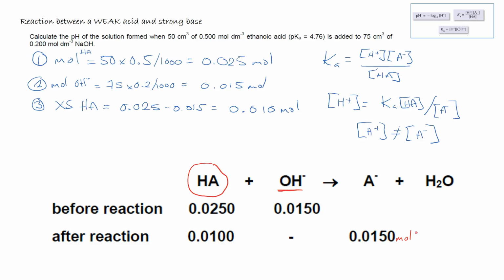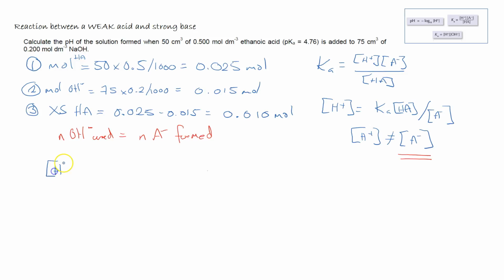And what that importantly means is we can assume that the moles of OH minus is going to be equal to the moles of A minus formed. And what that means is that we can use the moles of OH minus directly in our equation to work out the unknown A minus concentration in our acid dissociation equation. What we're left with now then is the acid dissociation constant, which is rearranged, which we describe as Ka is equal to HA over A minus.